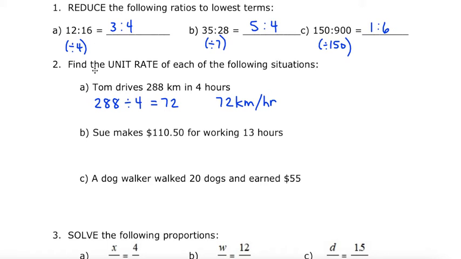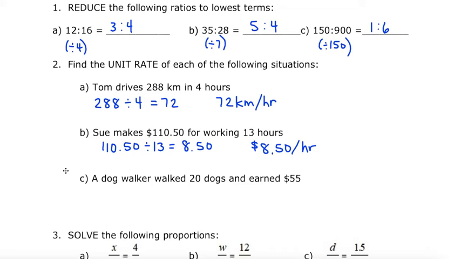The next example, Sue makes $110.50 for working 13 hours. So we want to know how much she made per hour. So we're taking the amount of money that she's made, 110.50, and we're dividing it by the number of hours that she worked, which is 13, and that gives us an answer of 8.50. We always have to remember that when we're dealing with money, we keep 2 decimal places. So if it only gives you 8.5 in your calculator, you have to know that when you write your final solution, it's $8.50. So add that extra 0 at the end, and it's $8.50 per hour.